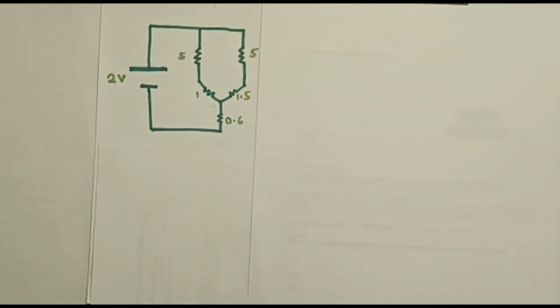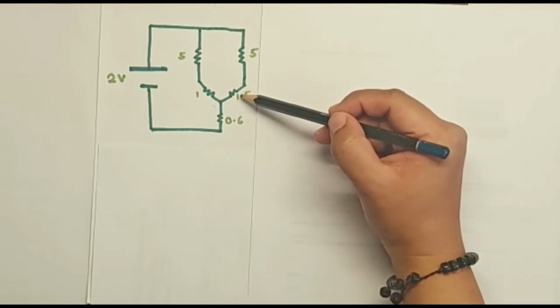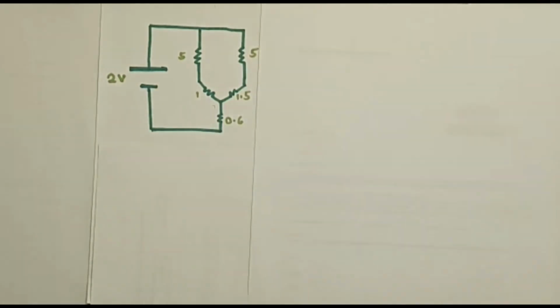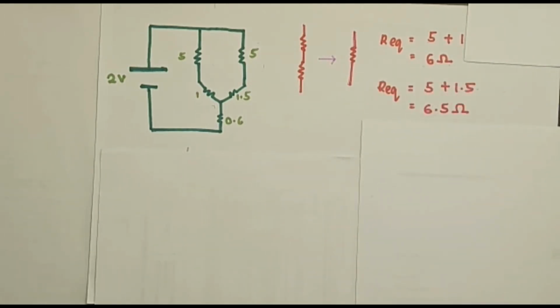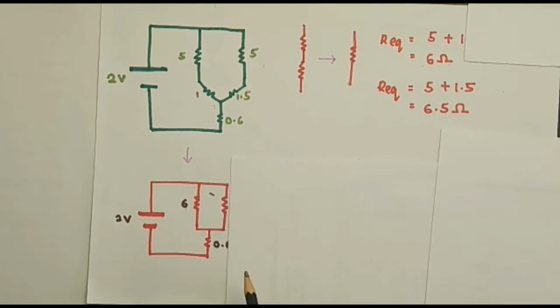The first step is that 5 and 1.5 are connected in series. The same goes for 5 and 1. So to find the R in between the two of them, we only add the two resistors together. For example, 5 plus 1 equals 6, and the other one is 5 plus 1.5 equals 6.5. And then the circuit will change into this.